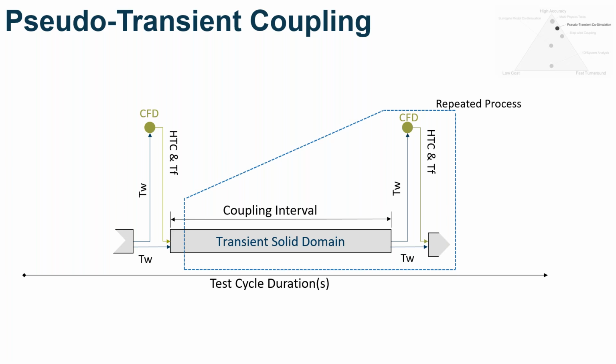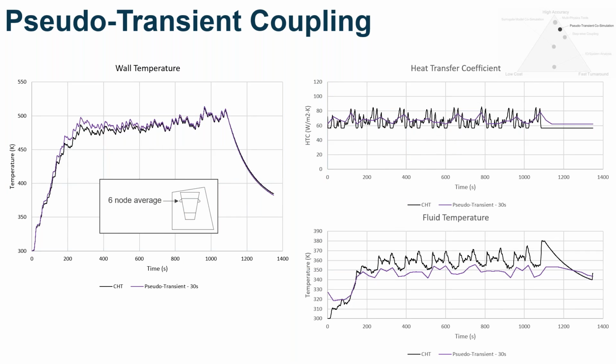One related method to this, and what we tested next, was something called the pseudo-transient coupling method. This is almost the exact same method as the stepwise method, except instead it loops between the start of a transient domain and the second CFD point for each coupling interval. This allows you to introduce an interpolation between the first coupling point and the second coupling point, which in theory provides a more accurate representation of the boundary conditions. Here you can see the results of that.